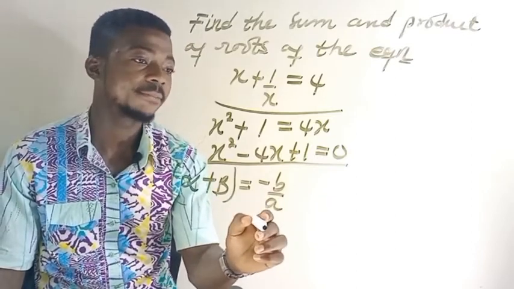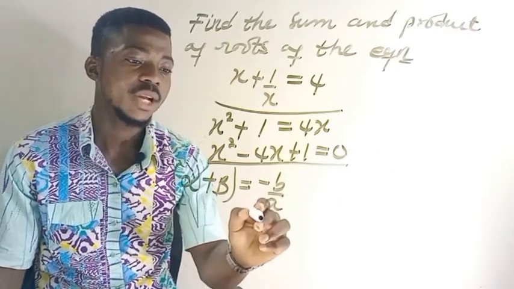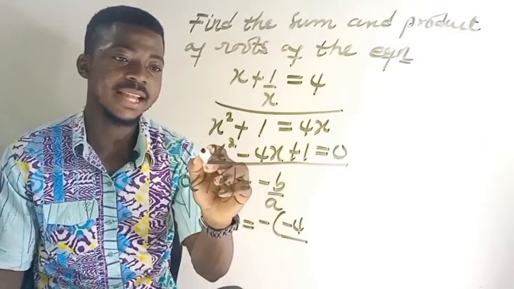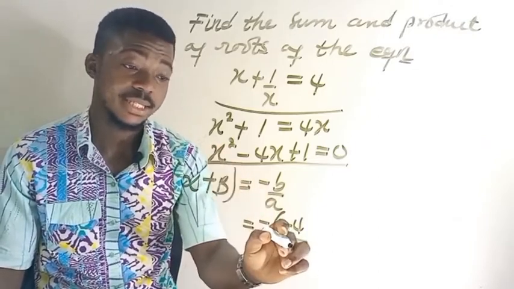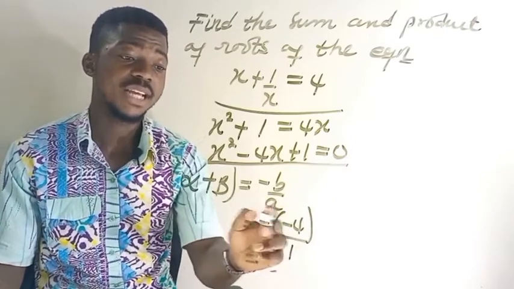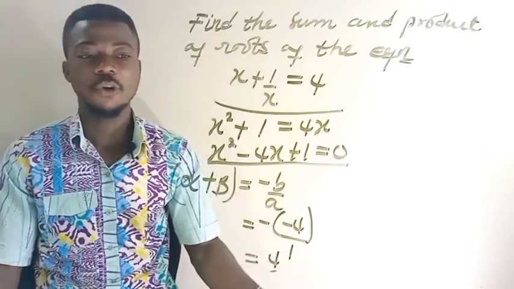So you're going to have negative 4 over a. a in this equation is 1. So it's 1. All right, so therefore, the sum of the roots, negative of negative 4, is going to give you 4. So the sum of the roots is 4, okay?